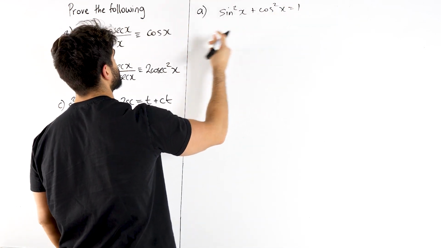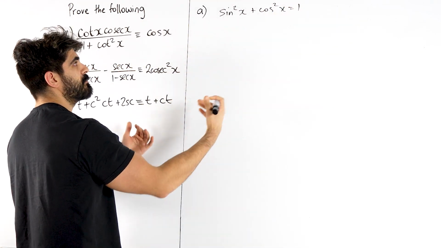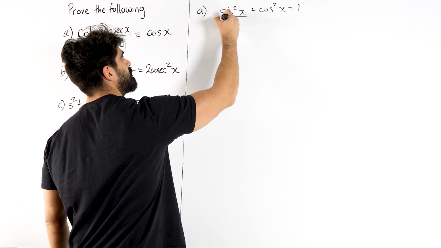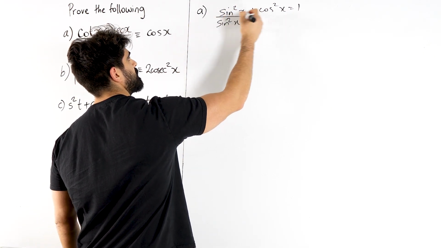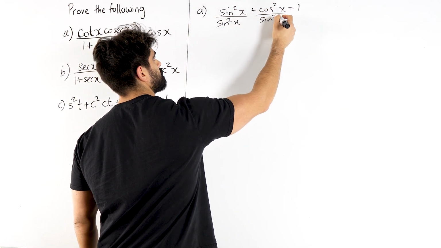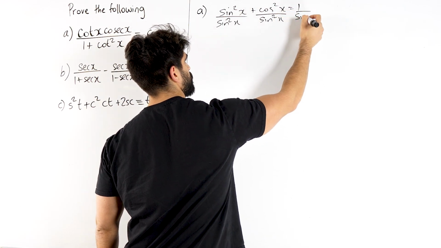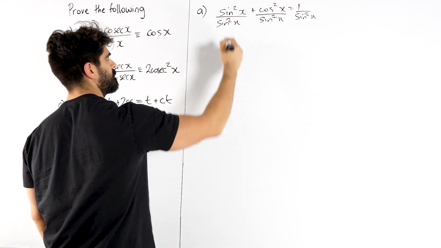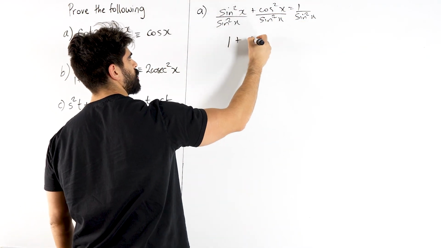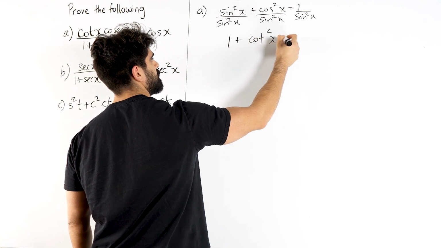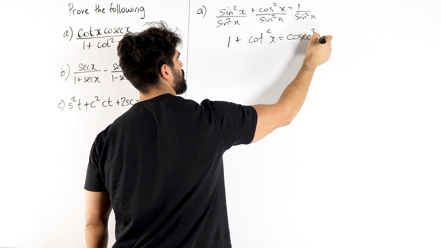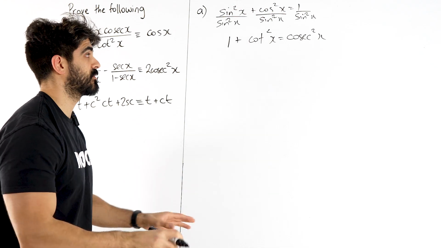Then to turn everything into cot and cosec, they both have sine in the denominator, don't they? So we divide through by sine squared. They can ask you to prove this in the exam. So this gives me 1 plus cot squared is cosec squared. Remember, that's not part of the proof. I'm just reminding you guys how to prove it.